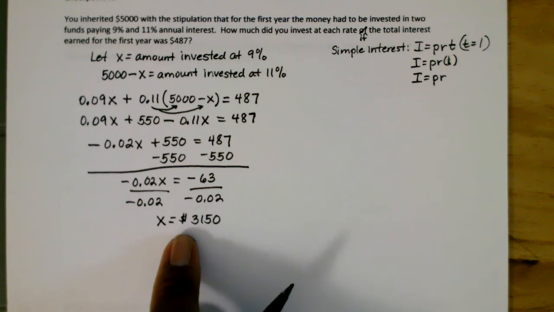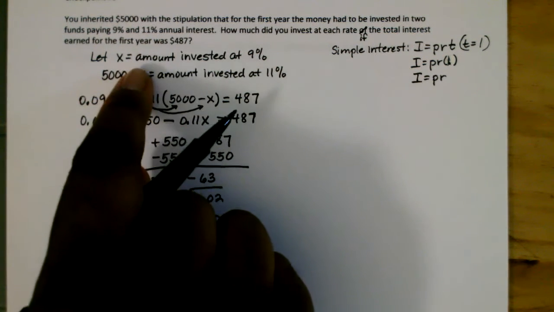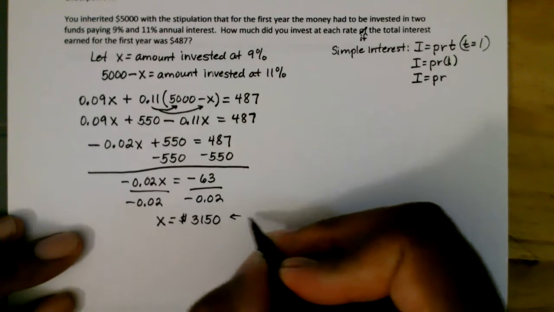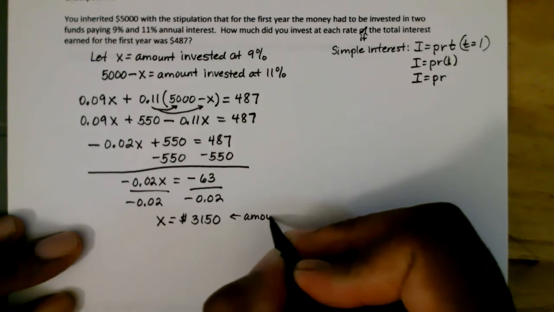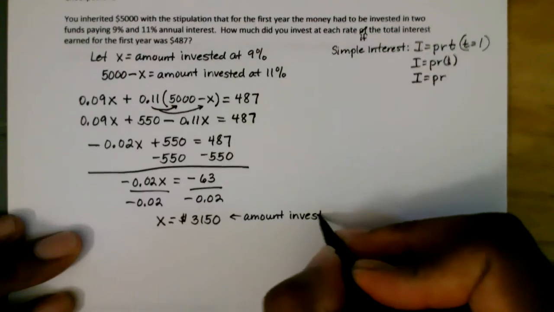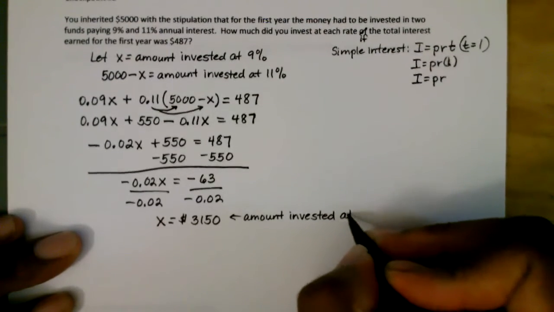Now that x equals 3,150, that represents the amount invested at 9%. That's the amount invested at 9%.